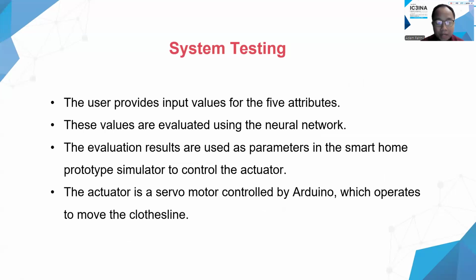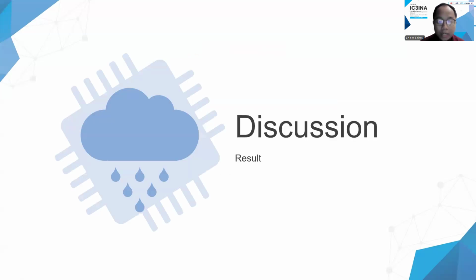These values are evaluated using the neural network, and the evaluation results are used as parameters in the smart home prototype simulator to control the actuator. The actuator is a servo motor controlled by Arduino, which operates to move the clothesline. Okay, the next is discussion.